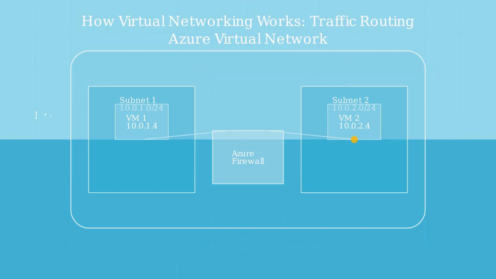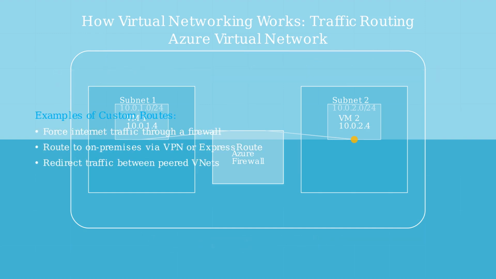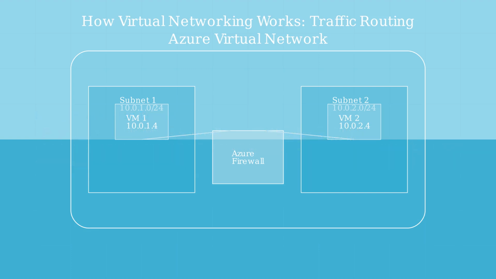There are several scenarios where you might implement custom routes in Azure. Custom routes are implemented using route tables in Azure. These are resources that contain a set of rules or routes to direct network traffic. By combining automatic routing and user-defined routes, you can create sophisticated network topologies that meet your security and connectivity requirements.